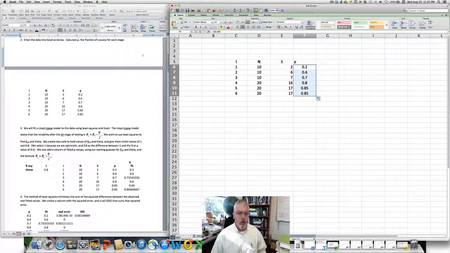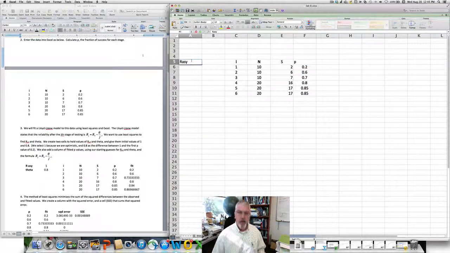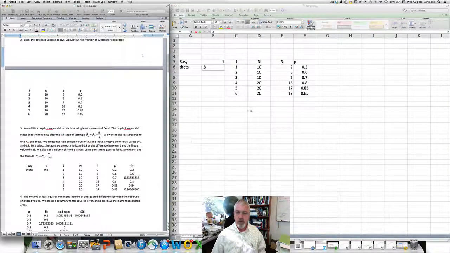Now I want to fit a Lloyd-Lipau model to this data using least squares. That requires me to have 2 parameters, asymptotic reliability and theta, where theta is the thing that's divided by the stage number, which shows my growth parameter. So I'm going to pick some values to start with, the 1 and a 0.8, and then I'm going to try and fit those.